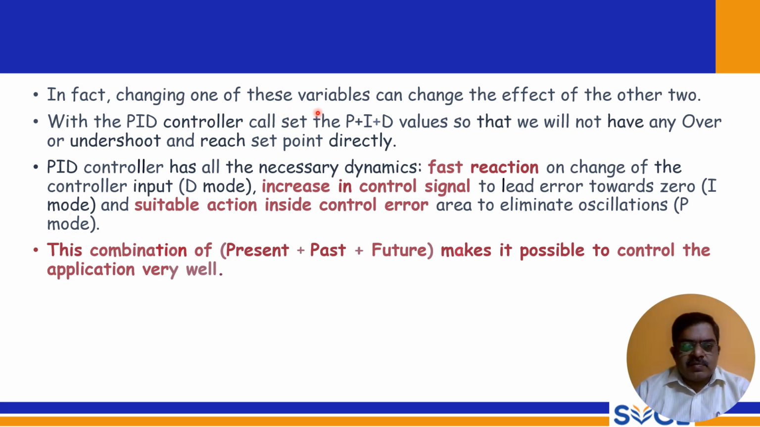In fact, changing one of these variables can change the effect of the other two. With the PID controller, we can set the PID values so that we will not have any over or undershoot and reach the set point directly. A PID controller has all the necessary dynamics: fast reaction on the change of the controller input, that is D mode; increase in control signal to lead the error towards zero, that is I mode; and suitable action inside the controller error area to eliminate oscillations, that is P mode. This combination of present, past, future makes it possible to control the application very well.